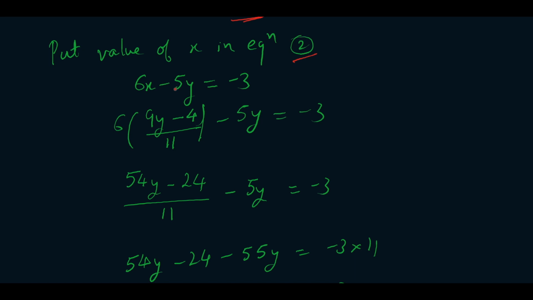So our equation 2 is 6x minus 5y equals minus 3. So the value of x was 9y minus 4 by 11. So we write it here as 6 multiplied by 9y minus 4 by 11 minus 5y equals minus 3. So our equation becomes 9 multiplied by 6 gives us 54y minus 6 times 4 gives us 24 by 11 minus 5y equals minus 3. Now this 11 will be multiplied to 5y and minus 3, and then 11 from here will cancel out. So our equation becomes 54y minus 24 minus 55y equals minus 3 multiplied by 11, which is 33.